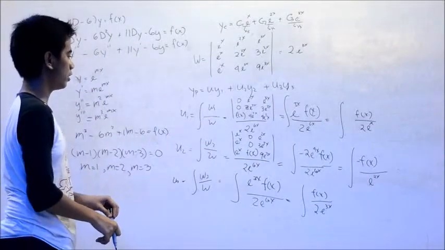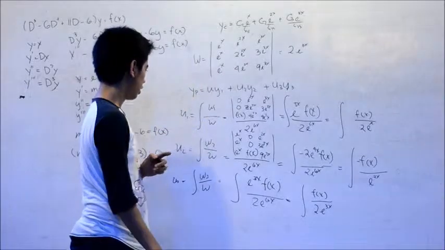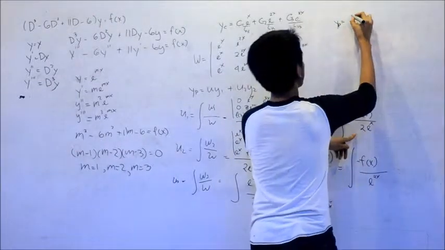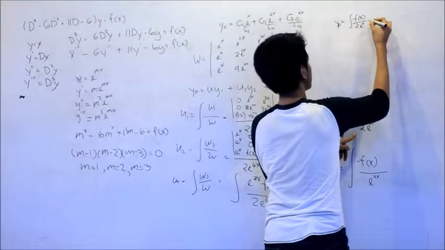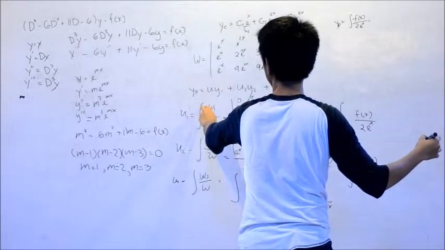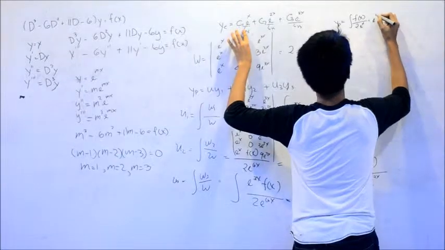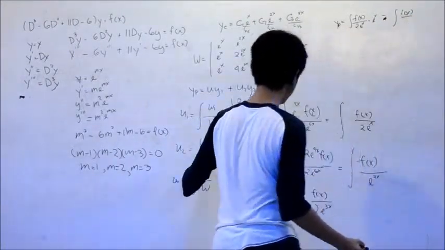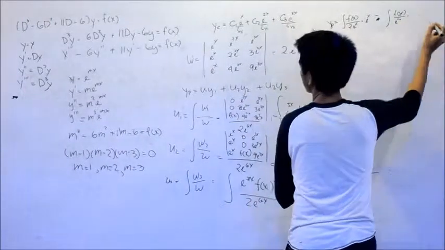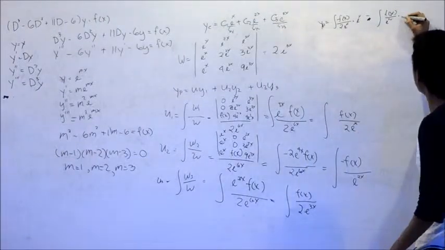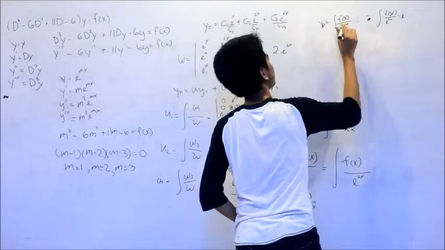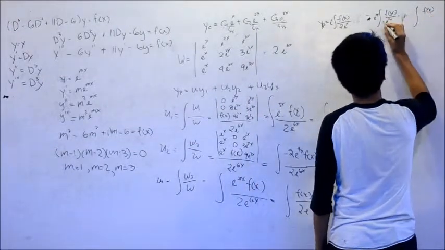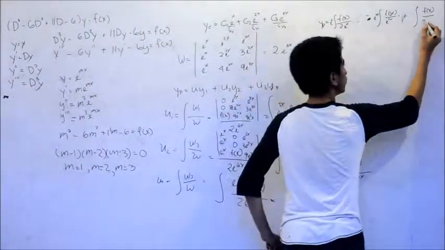Now we have u1, u2, and u3. We can now write the yp of the particular solution, which is our u1, integral of f of x over 2e to the x, times our y1, which is e to the x, plus, it's minus, integral of f of x over e to the 2x, times y2, which is e to the 2x, plus the integral of f of x over 2e to the 3x, times e to the 3x. We should keep the exponentials outside the integral to avoid confusion.